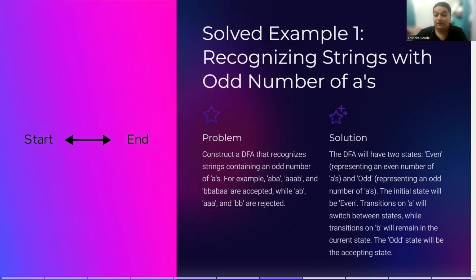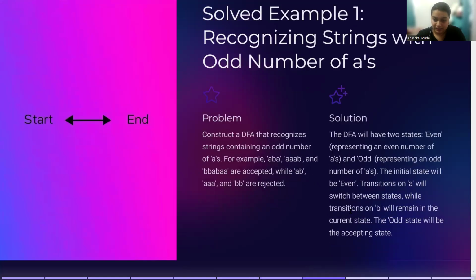The DFA will have two states, even representing an even number of A's and odd representing an odd number of A's. The initial state will be even. A transition on A will switch between the states, but a transition on B will remain in the current state. The odd state will be the accepting state.